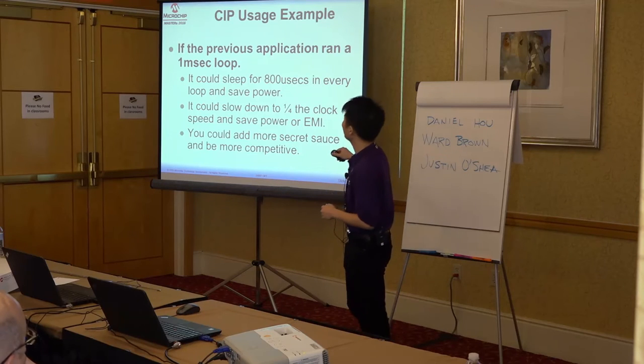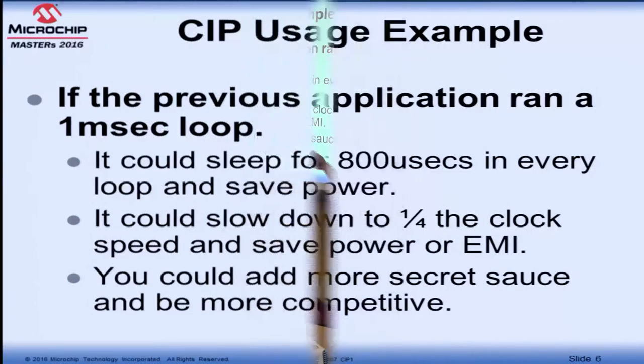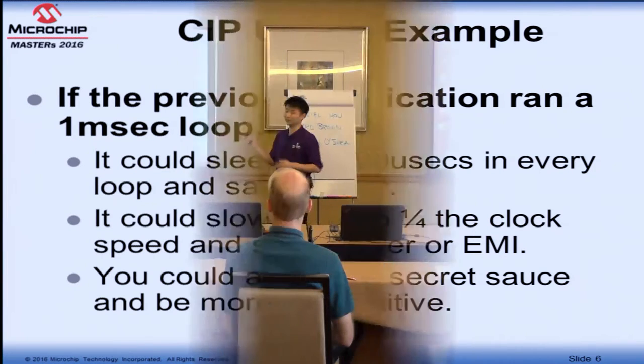Here is an example of what the CIP brings to your own application. Suppose you have an old application that runs a 1 millisecond loop. With the usage of CIP, you can use the CPU for just 200 microseconds to deal with the input and output of the peripherals, and it does the job for you. With the 200 microseconds used by the CPU, you can put your CPU into sleep for the rest of the time, so that it saves power.